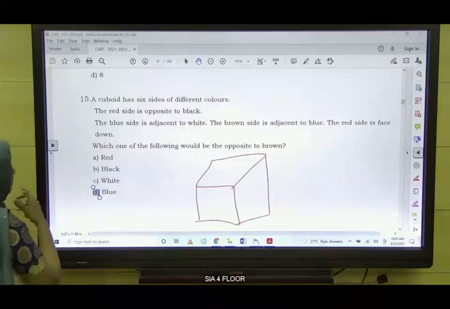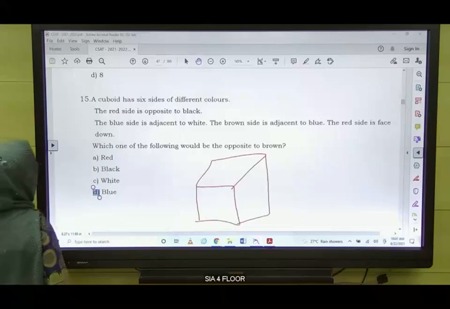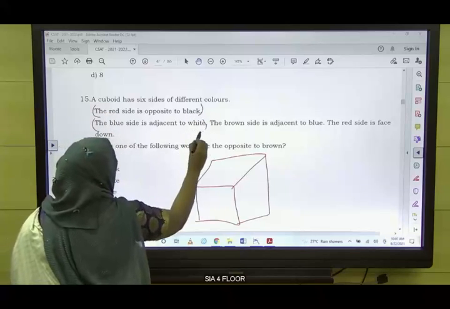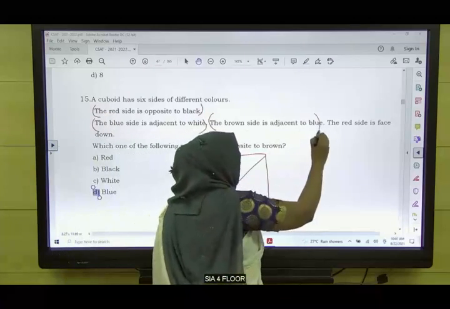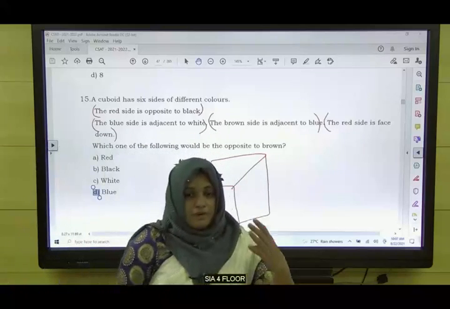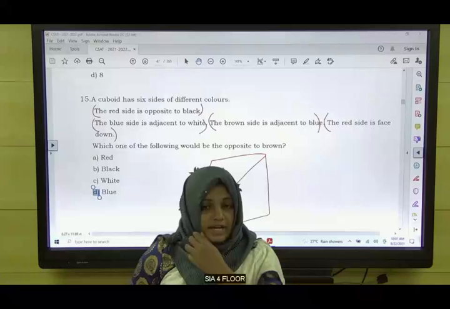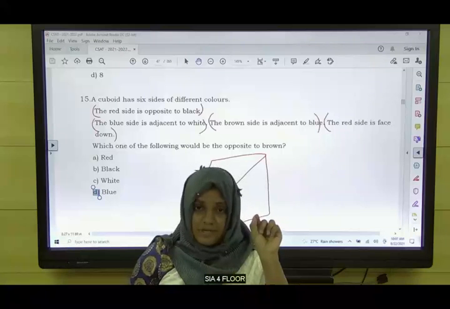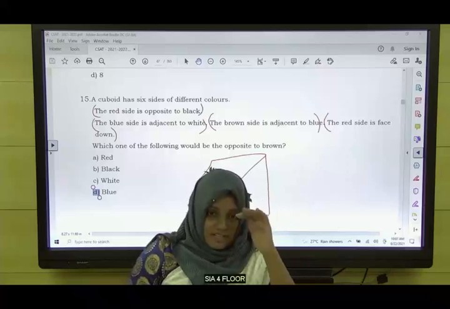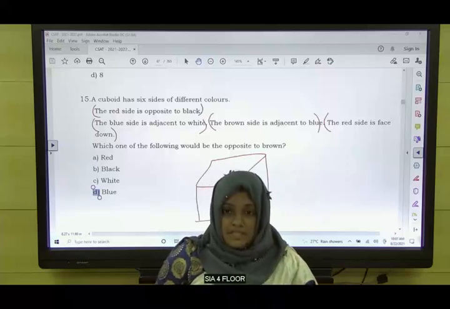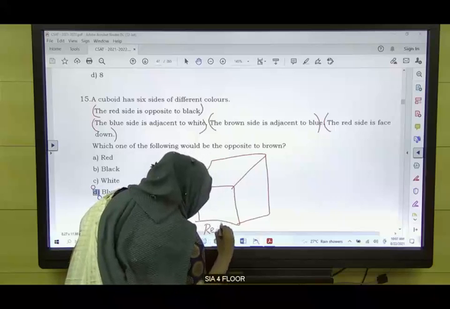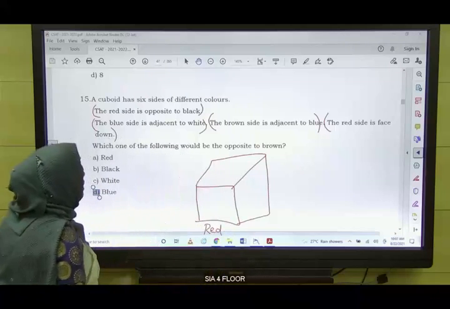Okay, now. Red face is opposite to black, blue is adjacent to white, brown is adjacent to blue, red face is down. So there are 4 clues given, no? In that, which is a fixed one? You have to see that first. Red face is down. That is fixed. You have to always start from there. Okay, I'll write red at the bottom. Red face is down. Okay, done.